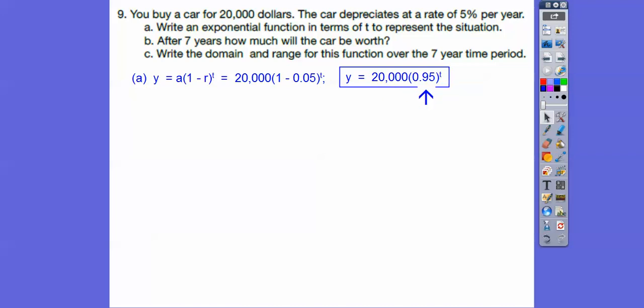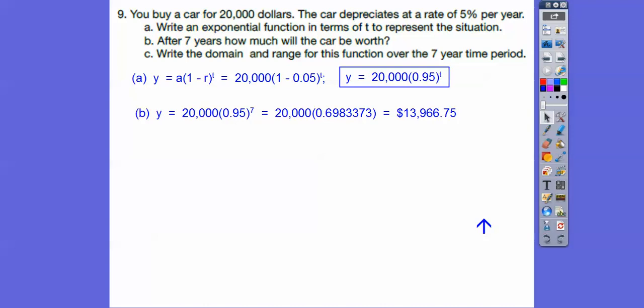After 7 years, how much will it be worth? So we're going to plug in 7 for t right there. So when I do that, do this part first. 0.95 to the 7th power gets us 0.69833373. Don't round it until the very end. And when you're talking about money, your final answer is going to be 2 decimal places. So $13,966.75. Okay, money is rounded to the second decimal place, but don't round it until the very end right there.